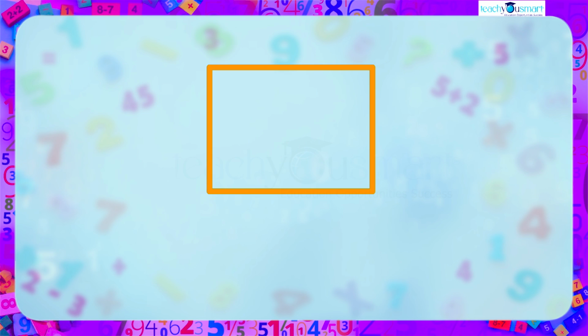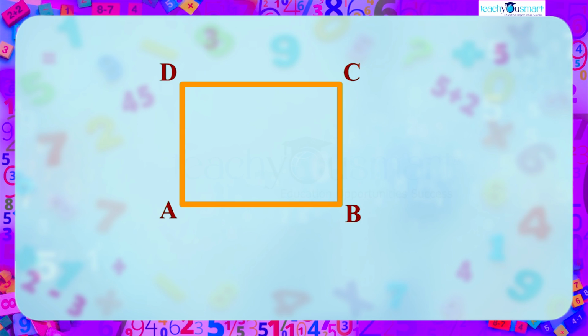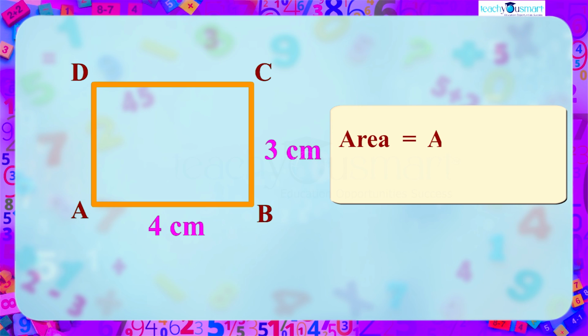We know the area of a rectangle having length L and width B is A equals L multiplied by B. Consider a rectangle ABCD with AB equals 4 centimeters and BC equals 3 centimeters. Then its area is AB multiplied by BC equals 4 multiplied by 3 square centimeters.